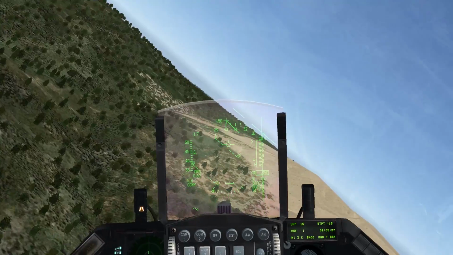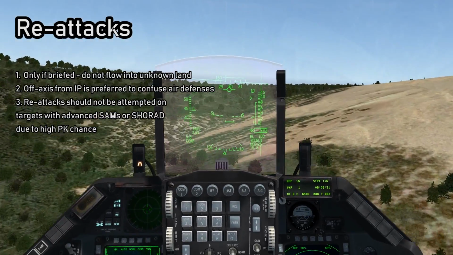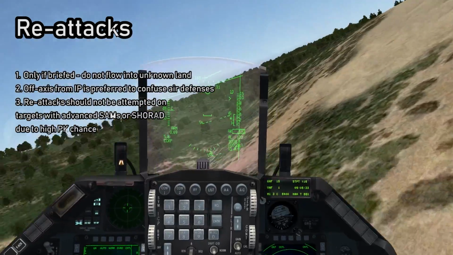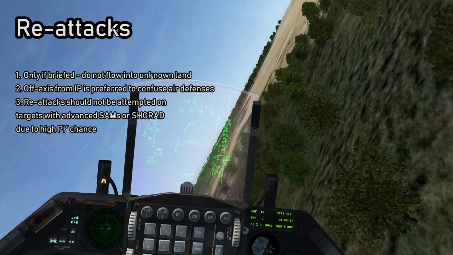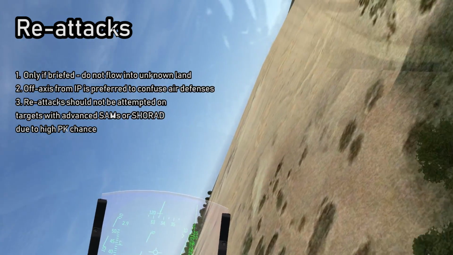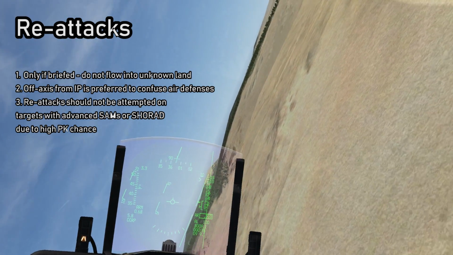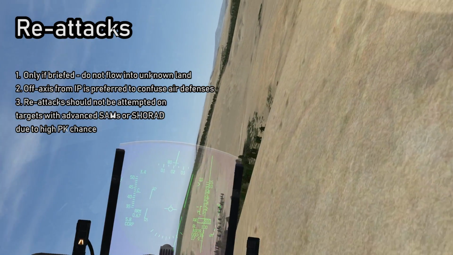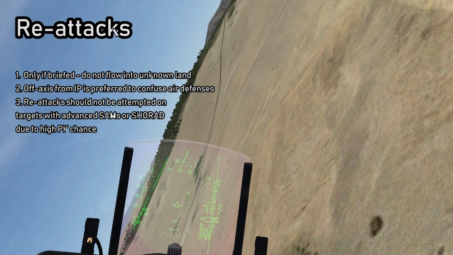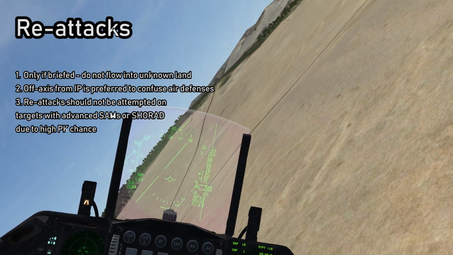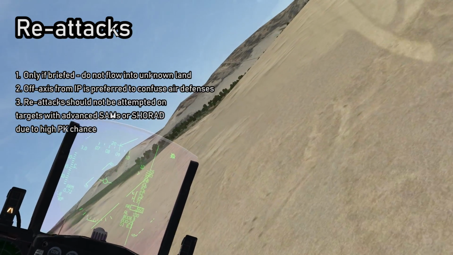You can see here, to my 10 o'clock, passing the visual IP again, and just thinking now about how I'm going to attack the target from a different angle, slightly different angle. In some situations, you can't change the angle at all, and unless it's been briefed, you shouldn't. That's because there could be other air defenses adjacent to the visual IP, especially in the 80s. And deviating from the flight plan may result in pop-up mud that could be a major issue for you.